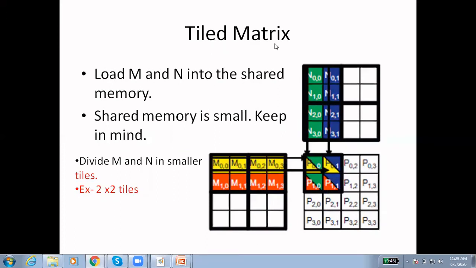Here, let us see. The only option that we have is to divide the whole matrix into tiles. The tile size may be the same as the size of the block. So in that case, what will happen? Let us assume these are M and N. Now we want to keep this data into shared memory.